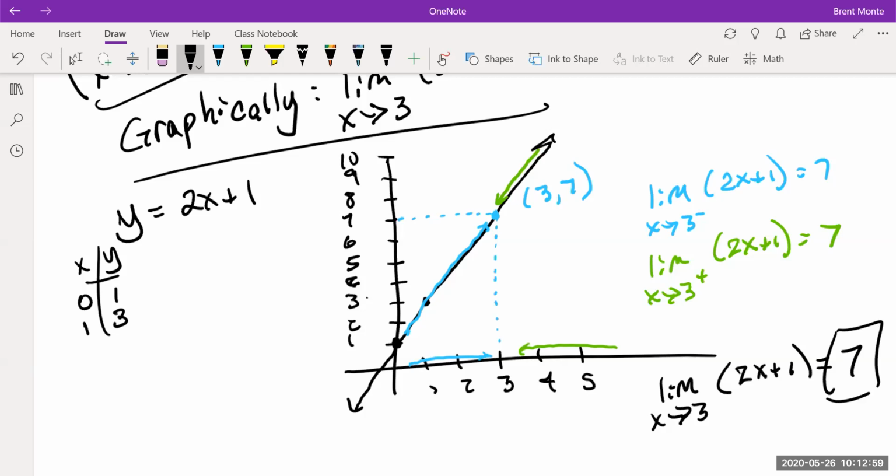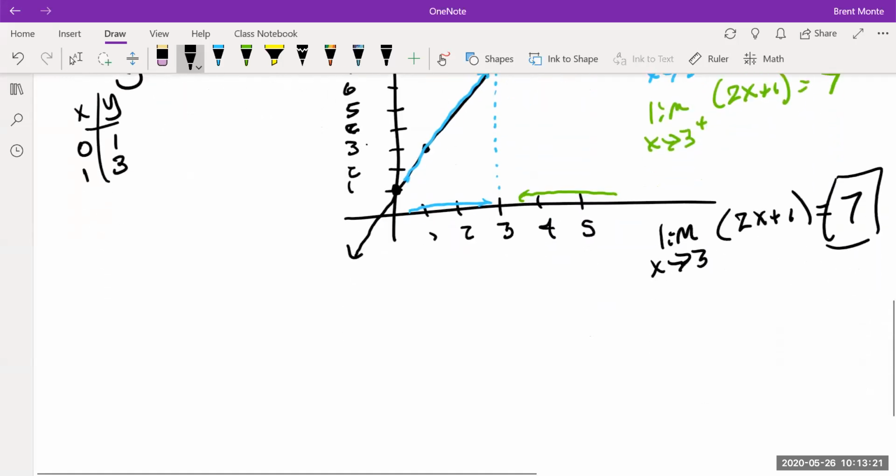And it concurs with what we did when we plugged in points. It's a lot easier to see it on the picture than it would have been on what we did before. Now, here's what's really kind of interesting, if you ask me. We're talking about a limit. That point at x equals 3 doesn't have to exist.